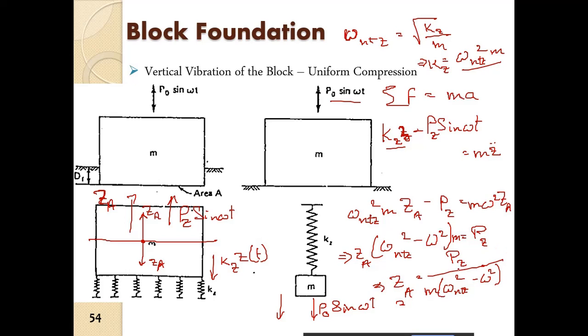So za is proportional to the force applied, and it is inversely proportional to the difference. As the difference increases, za reduces. Obviously the acceleration in that case will increase, but za will reduce. If the operating frequency and the natural frequency of the system come close to each other, and if they are almost equal, then za tends to infinity. So there is resonance, which we have to prevent at all cost.